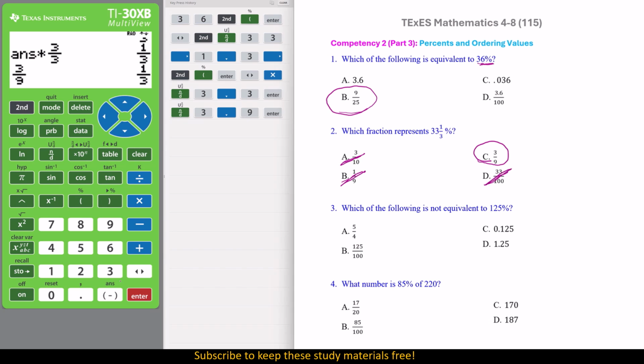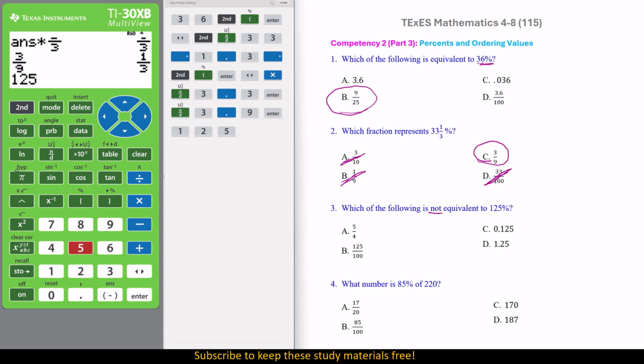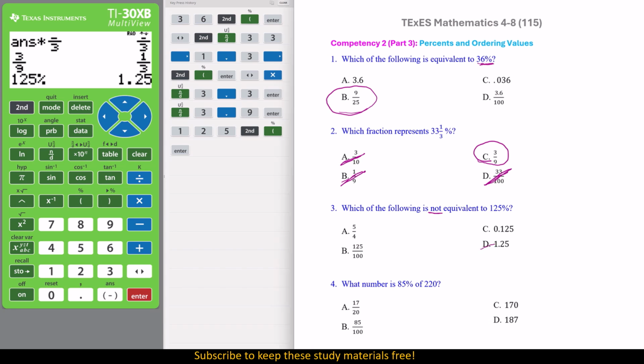Now let's look at number 3. Which of the following is not equivalent to 125%? Same thing. Let's actually put that into the calculator. We put 125, then second, open parenthesis for our percent. Now we push enter. That gives us one representation that is correct. We want the not correct, the not equivalent. So let's mark out D because that's one representation.